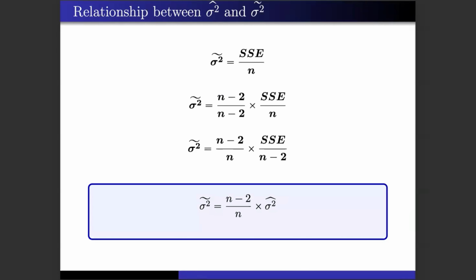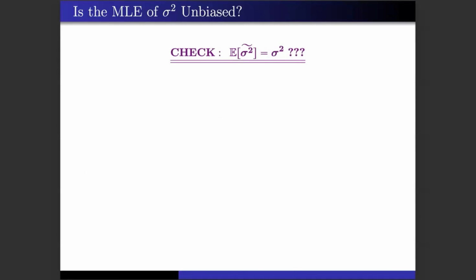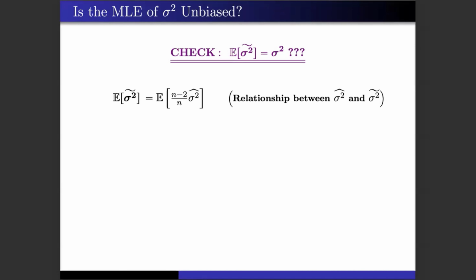Once we have the relationship, the next thing is that we already know that an ordinary least squares estimate of sigma square is unbiased. But what about an estimate obtained using the maximum likelihood method? So let's check if the maximum likelihood estimate of sigma square is unbiased. To check that, we need to find out if the expectation of sigma square tilde is equal to sigma square or not. If it is equal to sigma square, we would say that it is unbiased. But if it is not equal to sigma square, then we would say it is not unbiased.